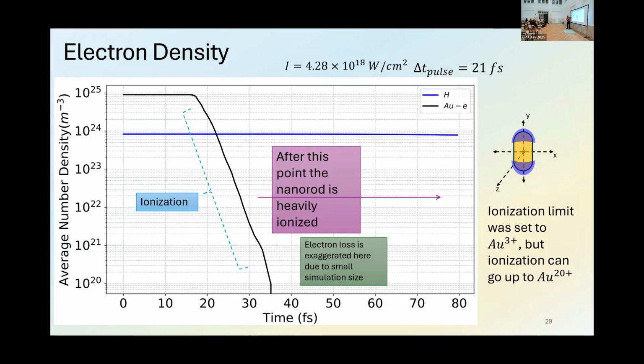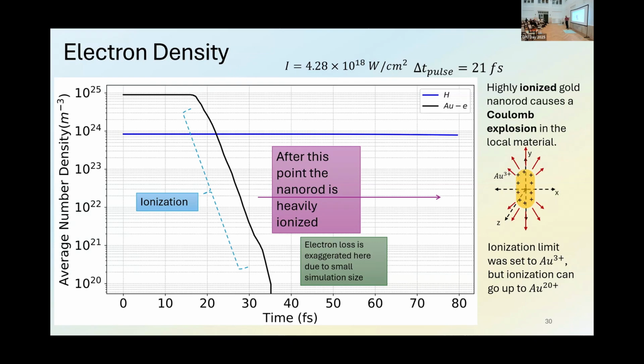Well, if you look at how many electrons are sitting on the gold nanorod, they very quickly decrease as the laser pulse hits the target. This is basically just ionization of the gold nanorod, leaving a very heavily charged gold particle sitting in the center of a plasma, and it just starts to push all the ions away, causing a Coulomb explosion.